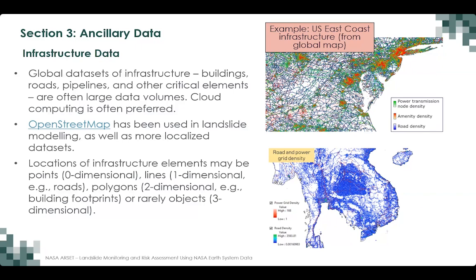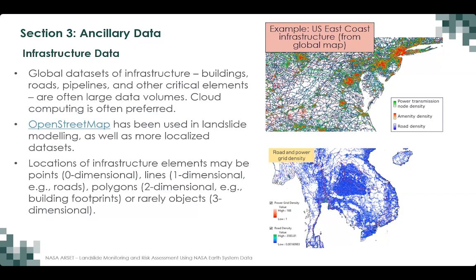And so if you want to build global models and incorporate satellite data, open source data, for example, OpenStreetMap, has been widely used in landslide modeling, alongside, for more localized studies, those kinds of localized data sets. On the right-hand side here, I'm showing an estimate of US infrastructure, talking about power transmission node density, amenity density, and road density. On the top, you can see the dense population centers of New York and East Coast cities. And we can use data sets derived from OpenStreetMap to incorporate that with a landslide hazard model to assess the likely infrastructure locations that might be impacted by landslide hazard.